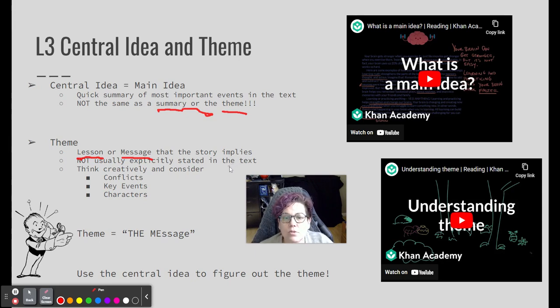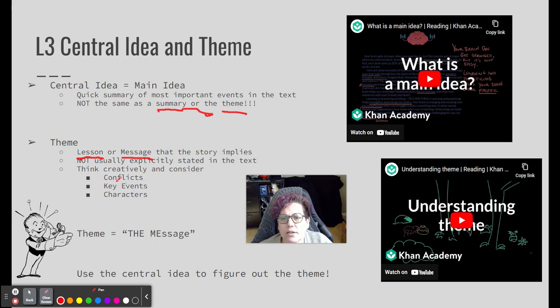They want you to use clues in the text and try to figure out what message they are trying to get across. And the nice thing about the theme is you could read the same story as someone else, and the theme you get out of it could be different from the next person. But you just need to be able to provide evidence to support that that's the theme of the story, because there can be several themes in a story, okay?